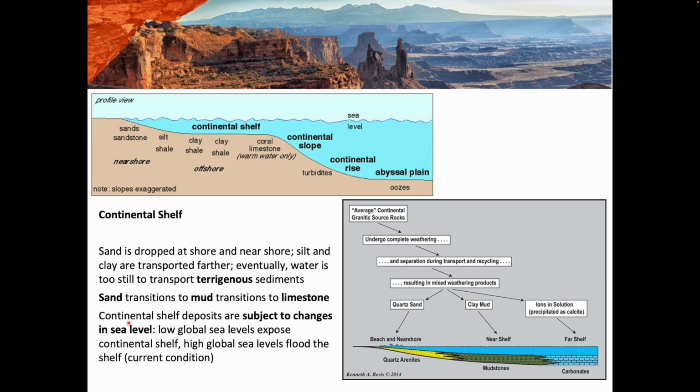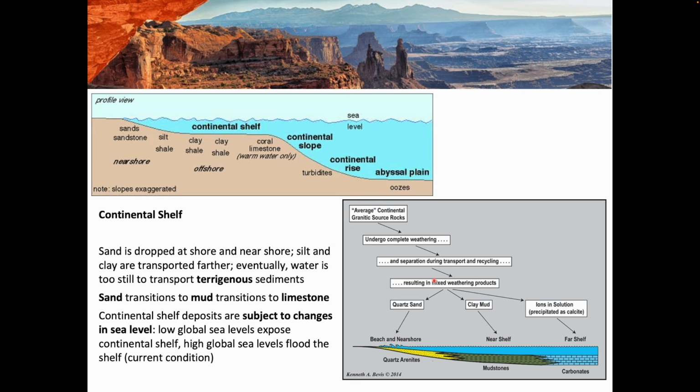These continental shelf deposits are also sensitive to and subject to changes in sea level. Low global sea levels will expose the continental shelf, and high global sea levels flood the continental shelf, which is our current global condition. So for example, on the left, this diagram shows that average continental source rocks, which is often granitic, undergo complete weathering and separation during transport and recycling.